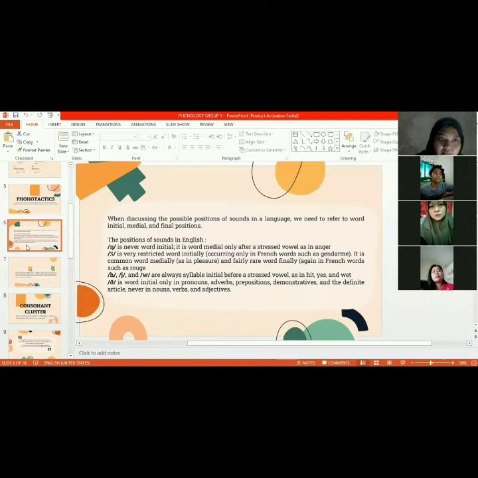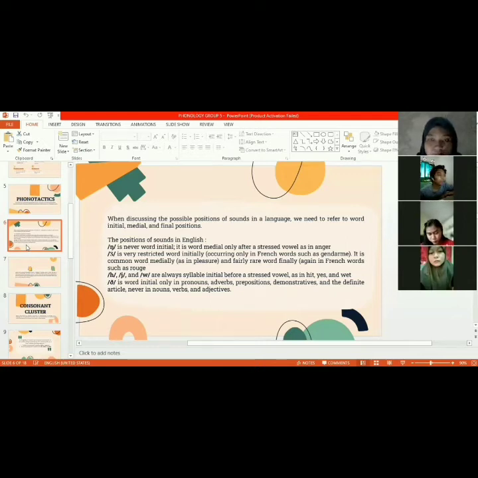When discussing the possible positions of sounds in a language, we need to refer to the word initial, medial, and final positions, as well as other positions such as the beginning of a syllable, or other factors found in monosyllabic or multisyllabic words. As you can see on the slide, the ng sound is never word initial. It is word medial only after a stressed vowel, as in anger, rage, and pain.